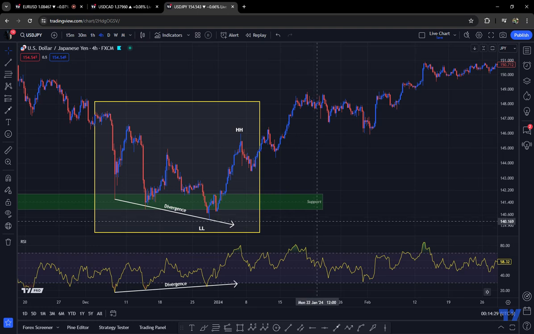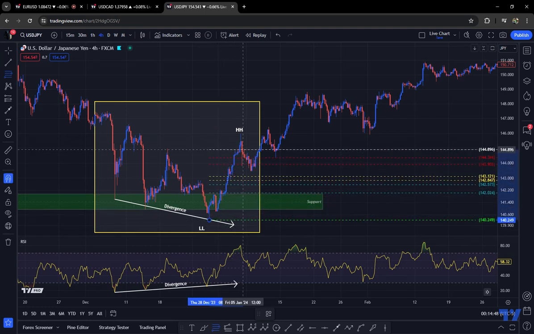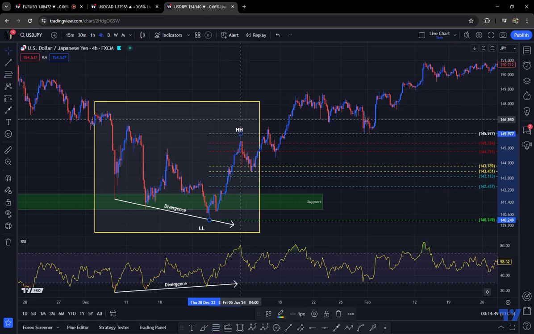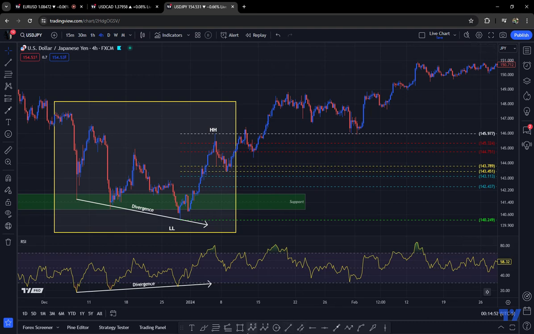Three, I want to be sure that there is change of momentum. This change of momentum comes in two ways, actually. One, I like to use a tool called the Fibonacci retracement tool. Go from the lowest low to the higher high, and here you can see price did in fact retrace to the golden Fibonacci zone. There is the change of momentum. Price no longer wants to come back down.